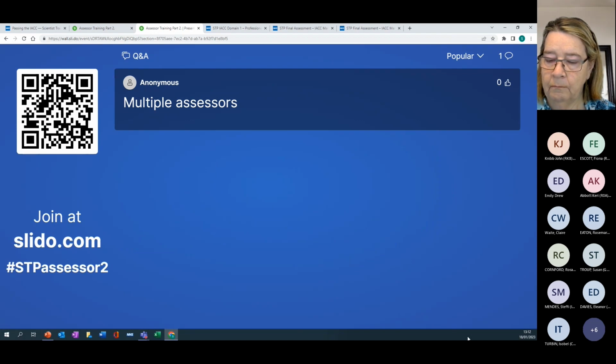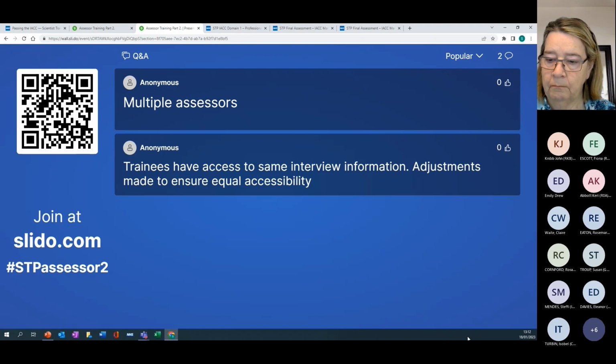Multiple assessors, yeah, that's a good starting point. Yeah, so they have access to the same interview information. Adjustments are made to ensure equal accessibility. Yeah, definitely. We know if they've got any needs prior to it as well. Yeah, and that's their responsibility to make sure that we know about those, of course. Anything else?